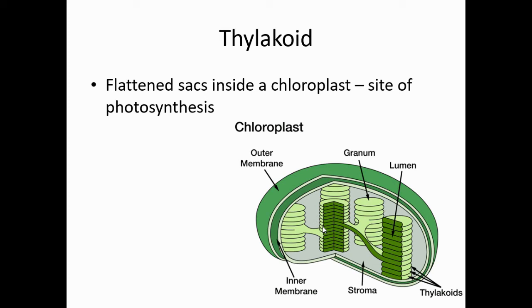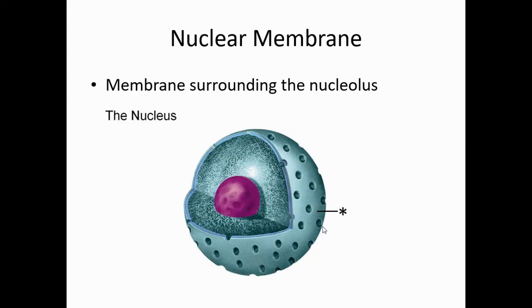A thylakoid is a flattened sac inside a chloroplast. It is the site of photosynthesis. So there are all the specific parts of a chloroplast. Know what a thylakoid is? I'm not going to go into all those right now unless we see a few more popping up here.